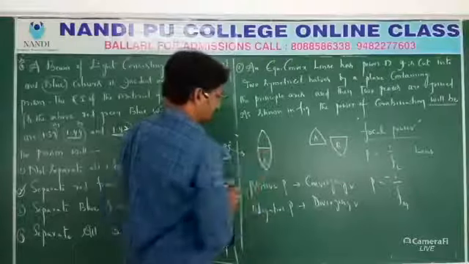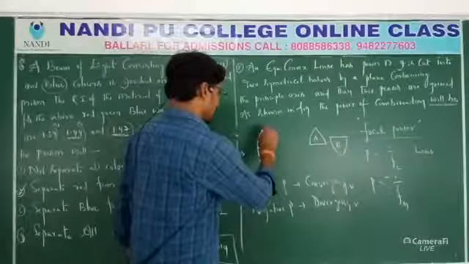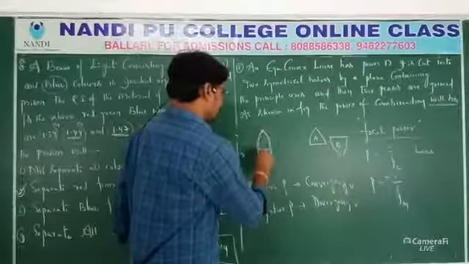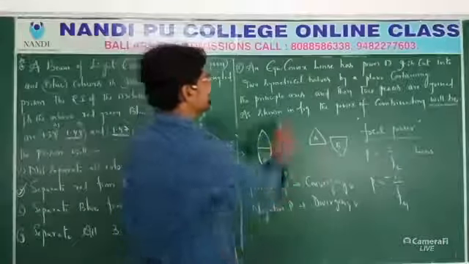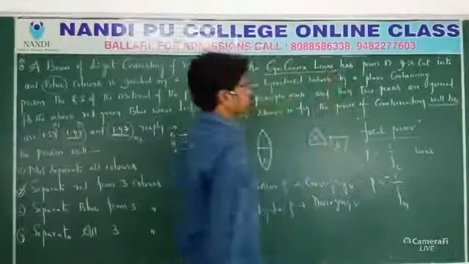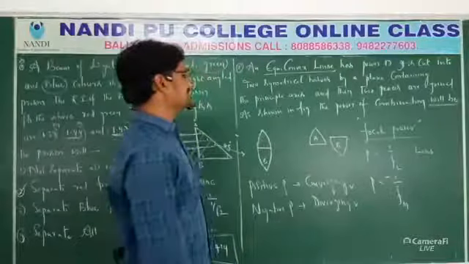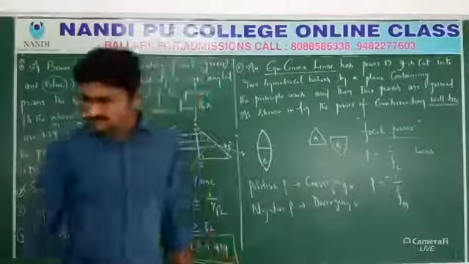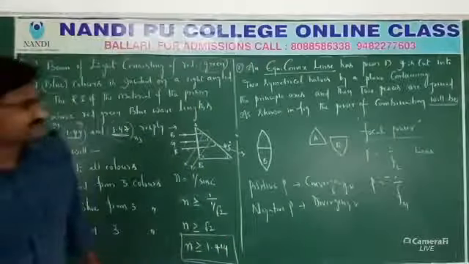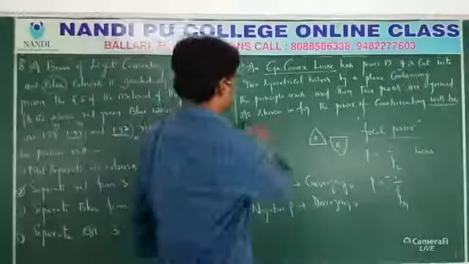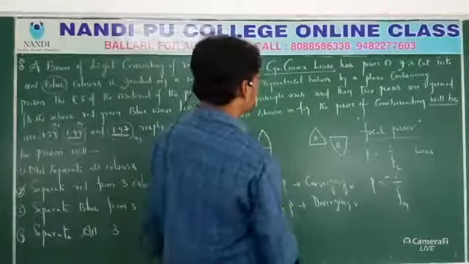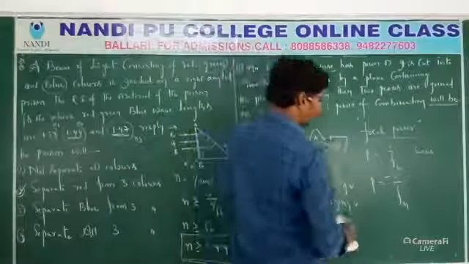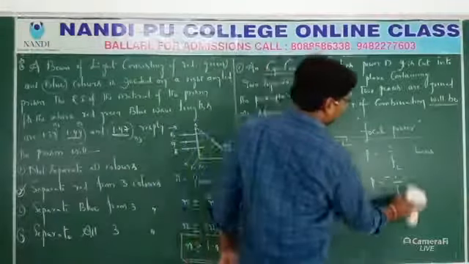Now you can see the question they have given. This is an equiconvex lens of power D, and it is cut into two symmetrical halves along the principal axis. These are the two parts they have given. Then the two pieces are joined like this.